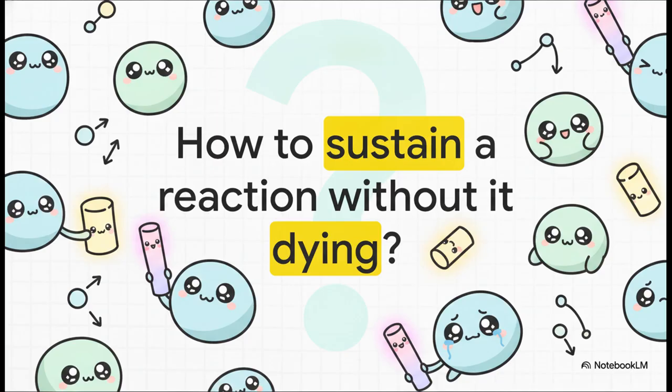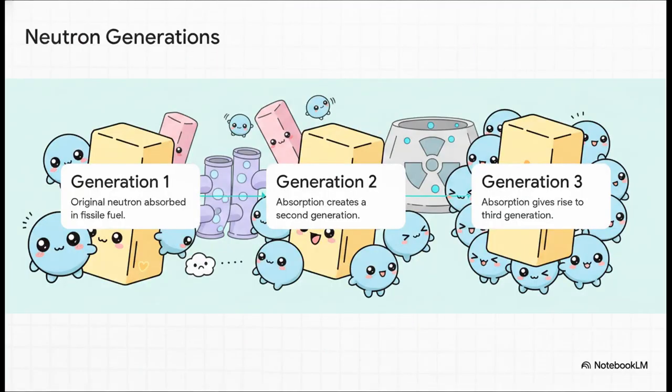You've got this massive population of neutrons, and if that population drops to zero, your reactor shuts down. It's a constant, incredibly delicate balancing act. Let's look at how this survival actually works step by step. In step 1, a single original neutron is absorbed in fissile fuel. Step 2, that specific absorption event creates a second generation of neutrons. And then in step 3, the absorption of those second-generation neutrons gives rise to the third generation, and so on.